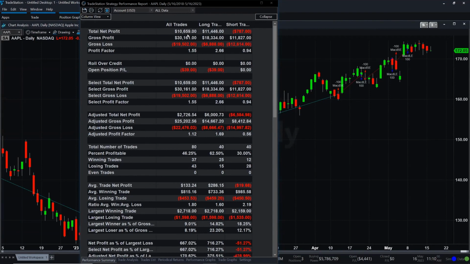You can see how the strategy has a net profit of $10,000. This is in a time span of 5 years. You can see the date range right here at the top of the strategy performance report. But I'm going to go a little bit higher than 5 years. I'm going to load 10 years on my historical backtest on a daily time frame.